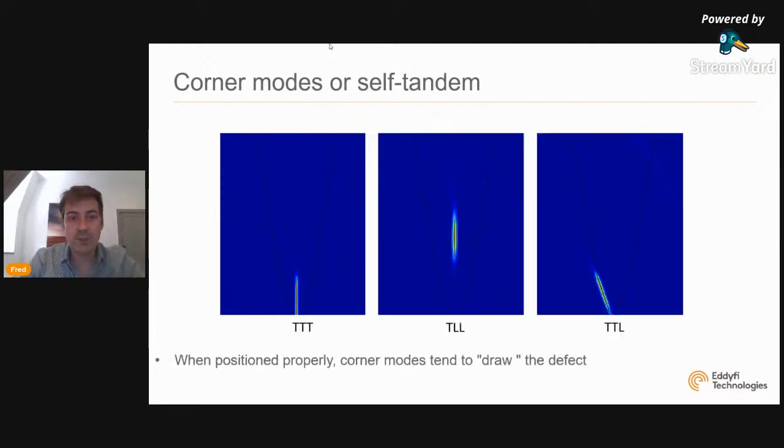So those are typical images you can obtain with corner modes, like a 3T here for a notch along the back wall, a TLL for a notch in the midsection of the weld, or a TTL for these types of inclination. And what we like about those modes is they tend to draw, between quotes, the defect. It's very similar to a lack of sidewall fusion on the second leg. When you use PAUT on the second leg, you are perpendicular to the bevel, and you have this nice specular echo. So this is typically what these corner modes do.